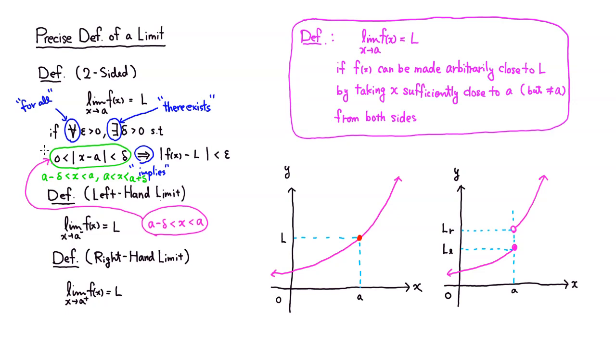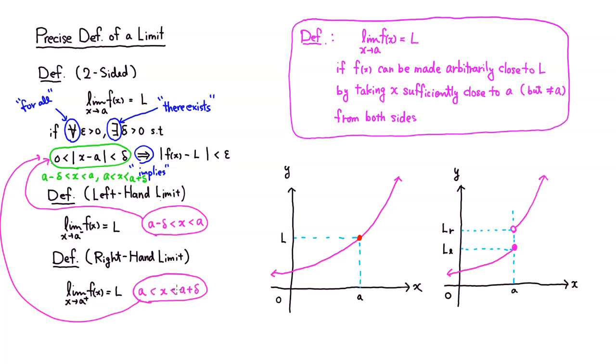And of course, for the right-hand limit, x is between a and a plus delta, right? So for the right-hand limit, you replace this absolute value with only one side. All right, so that's the precise definition of a limit.